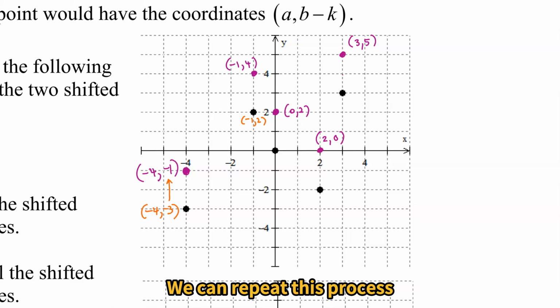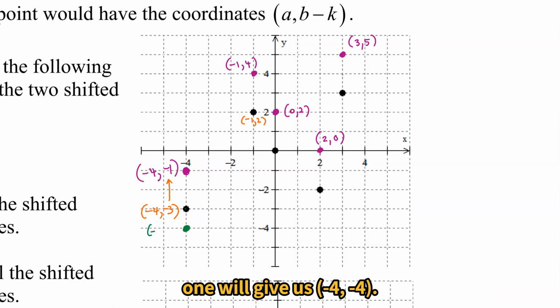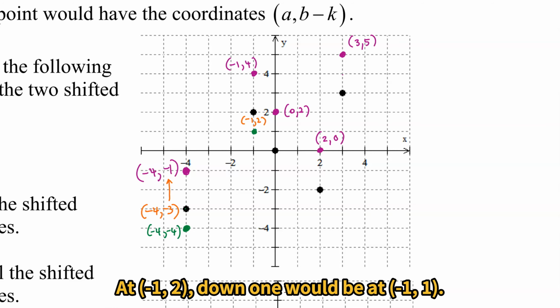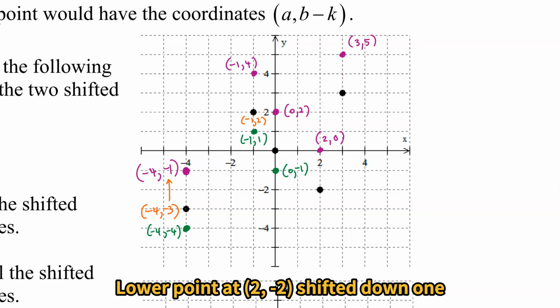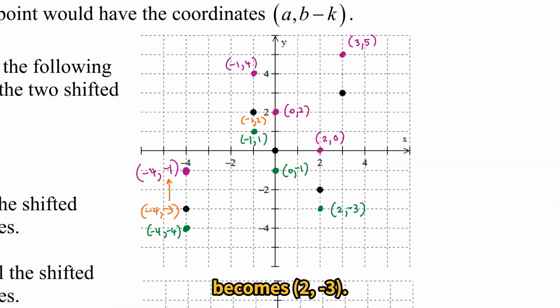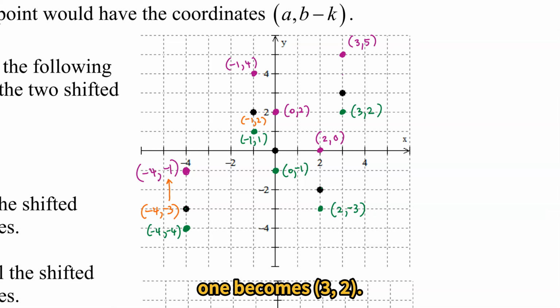We can repeat this process, shifting downward 1 unit. Looking at our ordered pair -4, -3, down 1 will give us -4, -4. At -1, 2, down 1 would be at -1, 1. Our origin, down 1, would be 0, -1. Lower point at 2, -2, shifted down 1, becomes 2, -3. And the ordered pair at 3, 3, shifted down 1, becomes 3, 2.